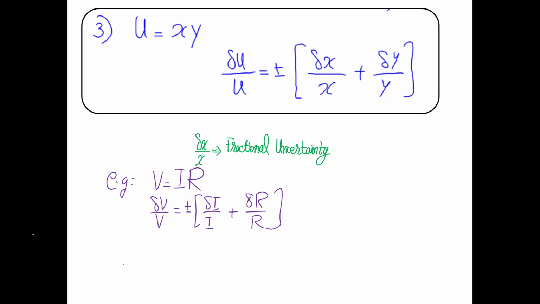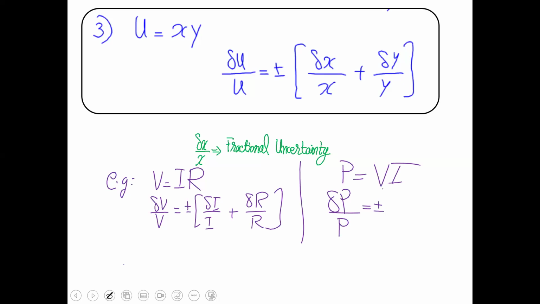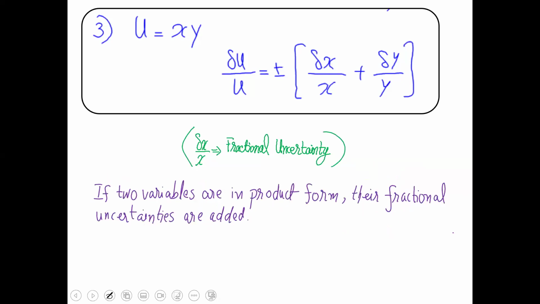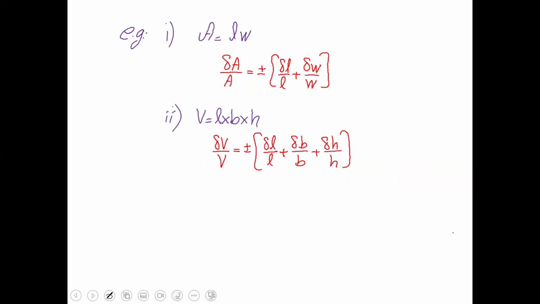So we actually make a fraction for all the variables. Like for example, P is equal to VI power. So delta P upon P is equal to plus minus delta V upon V plus delta I upon I. Okay, I got it. This is how we write down the uncertainty formula. So when they are in a product form, their fractional uncertainties are added.